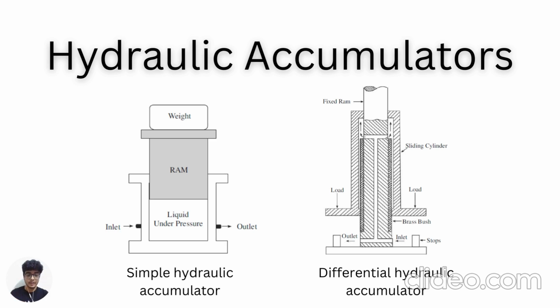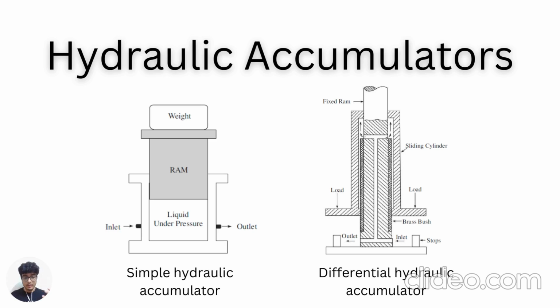Now, what a simple hydraulic accumulator actually means is that it consists principally of a high pressure cylinder in which the ram can move. As you can see on the left, there is a high pressure cylinder, and then there is a ram, and it can move vertically, up and down. Then you can see that on the left hand side there is an inlet, and on the right hand side there is an outlet for the liquid under pressure to move around.